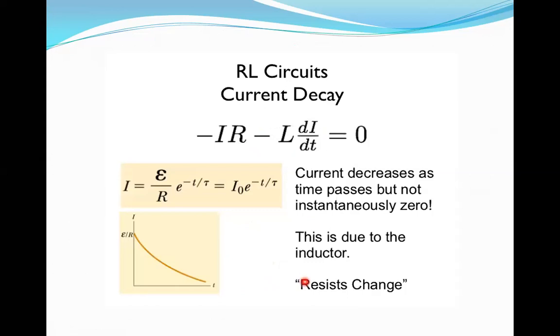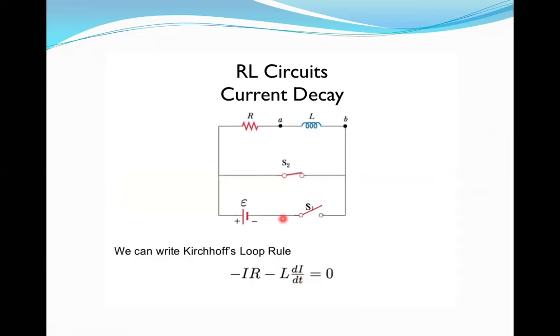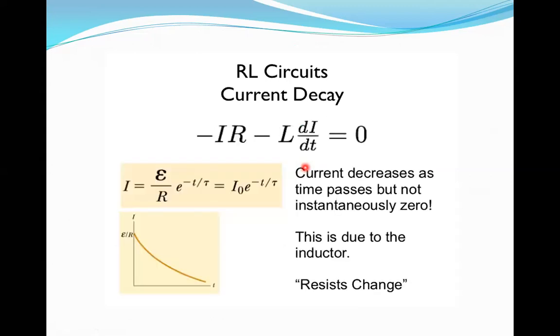Now on integrating and applying the boundary conditions, at t equal to 0 the current in the circuit was maximum. So when t is equal to 0, the current should be maximum, I should be equal to I naught, or I should be equal to E by R. So substituting that condition and doing a few mathematical steps, we will get I is equal to E by R into exponential of minus R by L into t.